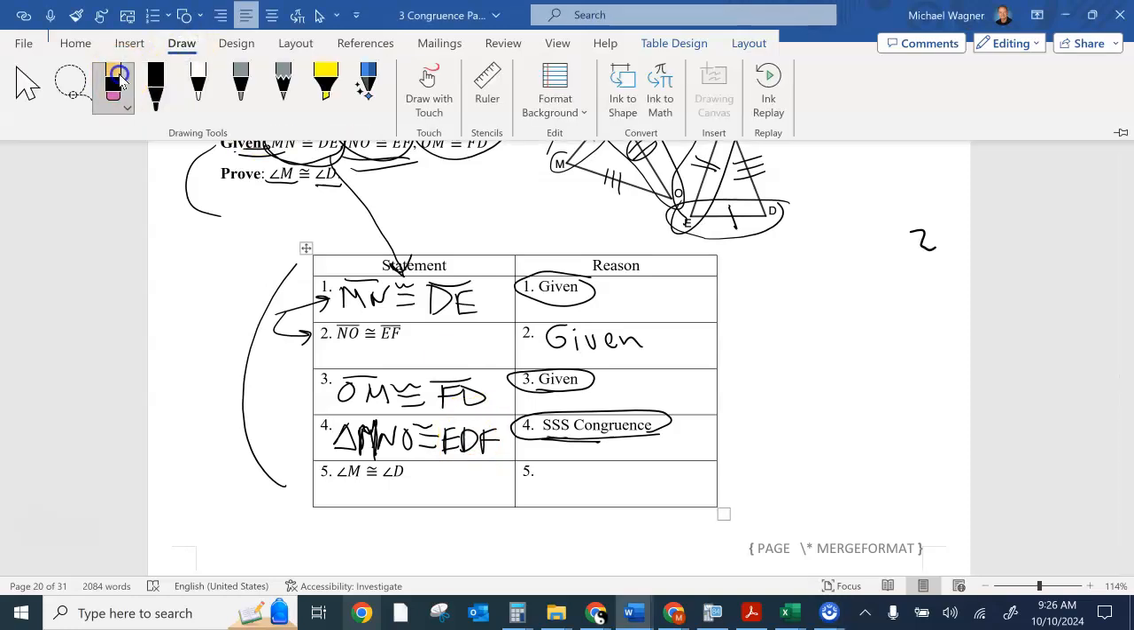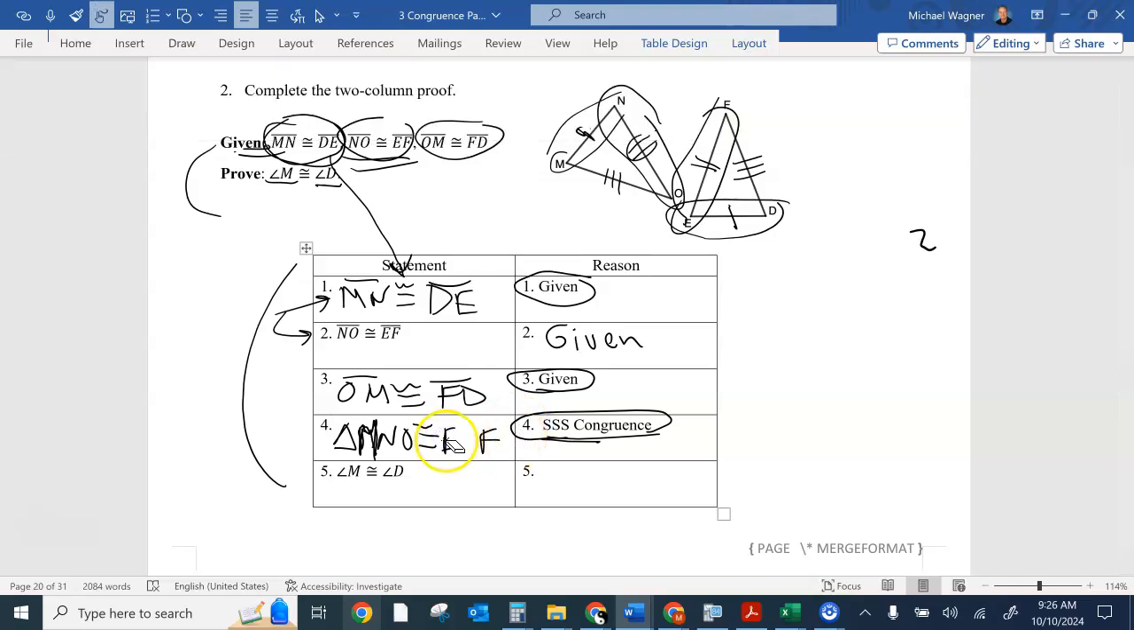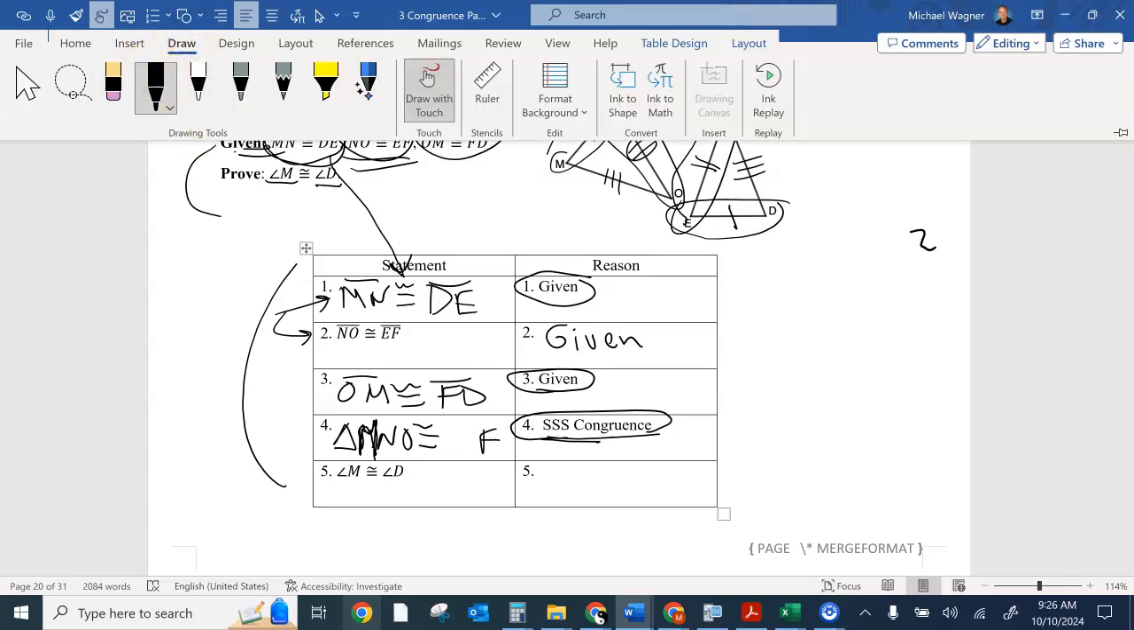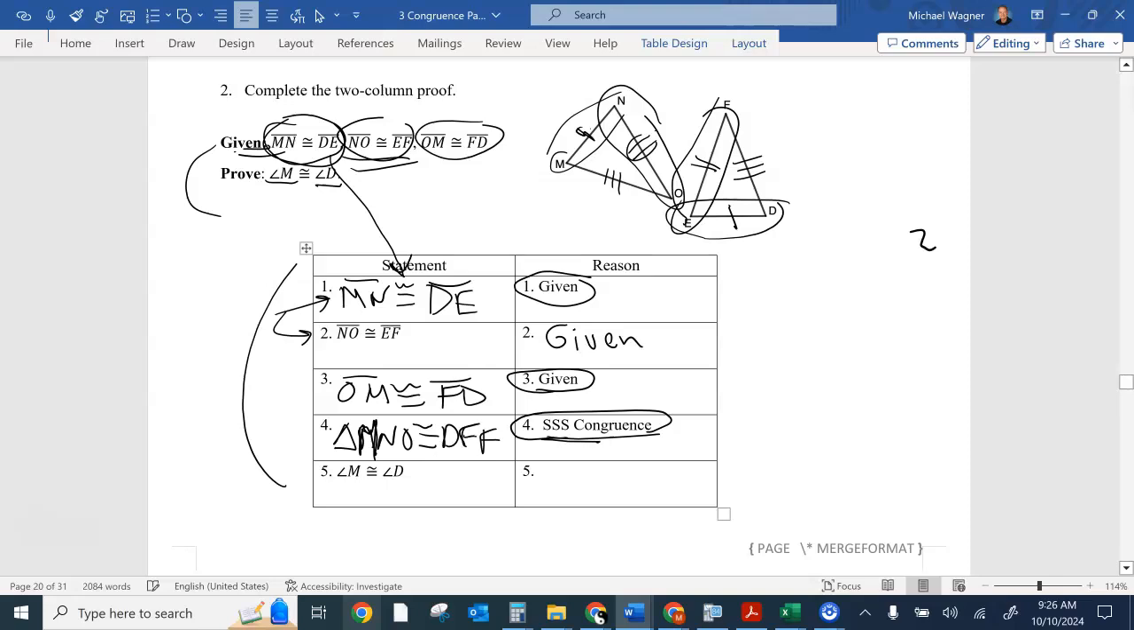That's a good practice for knowing what order things need to go in. So it should be D, E, F. I'm going to try one more time to confirm it. MN is 1 slash, so that means DE, the first two letters, should be 1 slash. Yeah, they are. Sorry, brain freeze. Okay, NO, the second and the third are 2 dashes. So the second and third, EF, need to be 2 dashes. Good, so we're good to go.